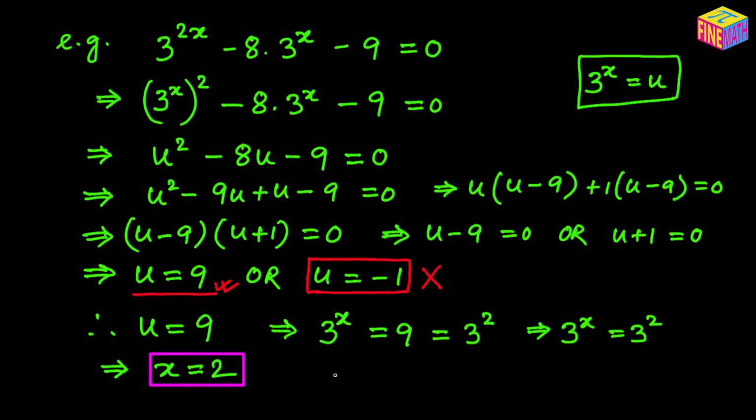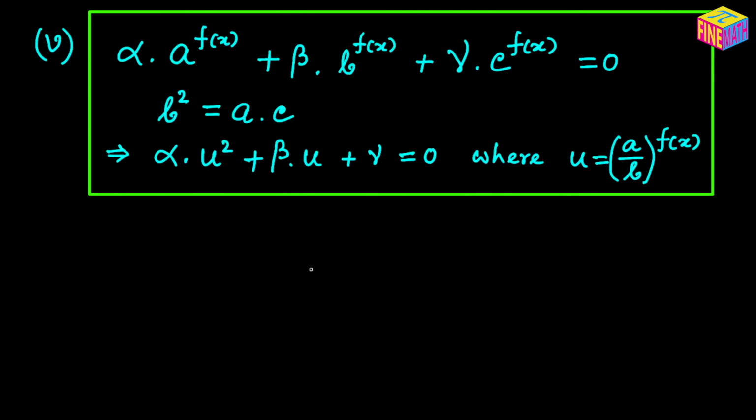Next we are going to discuss the fifth form of exponential equations. The fifth form of exponential equation says that if we have an equation like alpha times a to the power f of x plus beta times b to the power f of x plus gamma times c to the power f of x is equal to 0, and also b squared is equal to a times c, then the first equation is equivalent to alpha times u squared plus beta times u plus gamma, where u is equal to a over b whole to the power f of x.